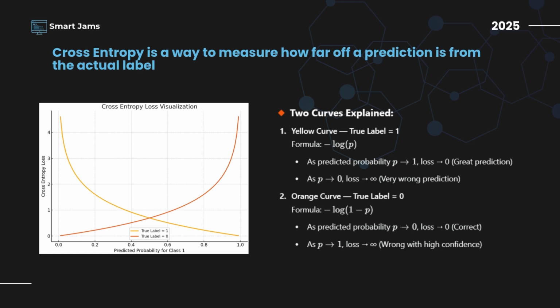The orange curve shows what happens when the true label is 0. It uses the formula negative log of 1 minus p. If the model correctly predicts a low probability, close to 0, the loss is small. But if it wrongly predicts 1, the loss becomes very large. These curves show us that the more confident the wrong prediction is, the higher the penalty.